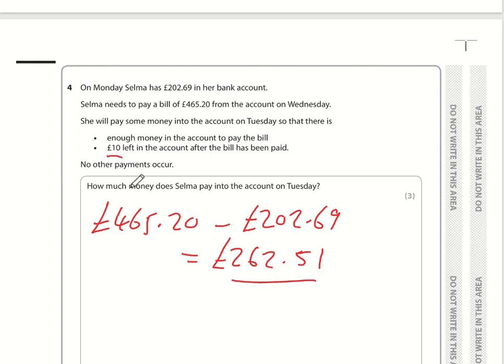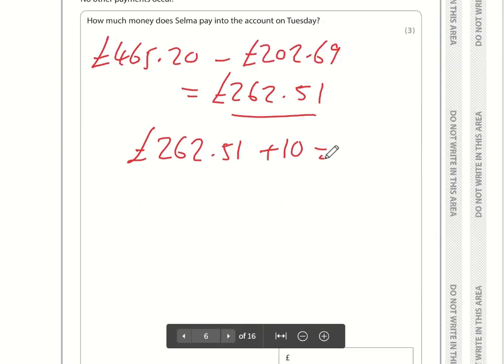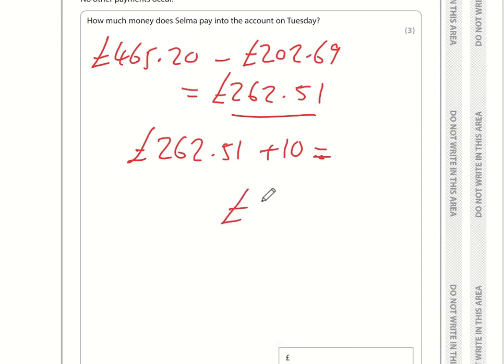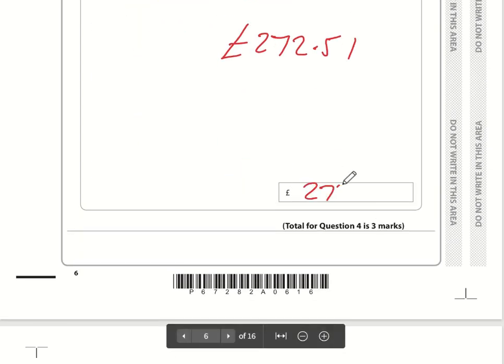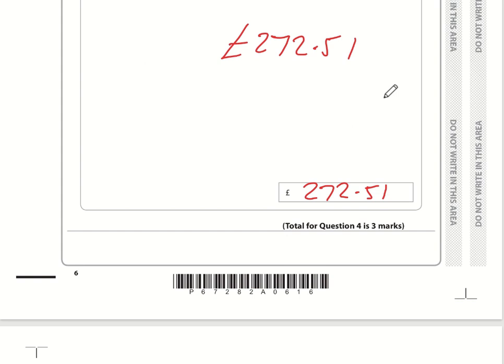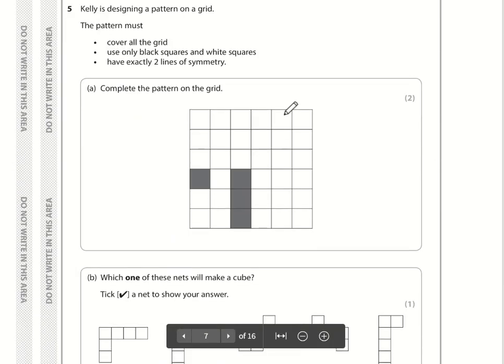but she wants to make sure there's an extra £10 in there, so therefore she needs to add an extra 10 to this amount, which is relatively straightforward to do, of course. So that'll be £272.51. Okay, there we go. So 272.51.